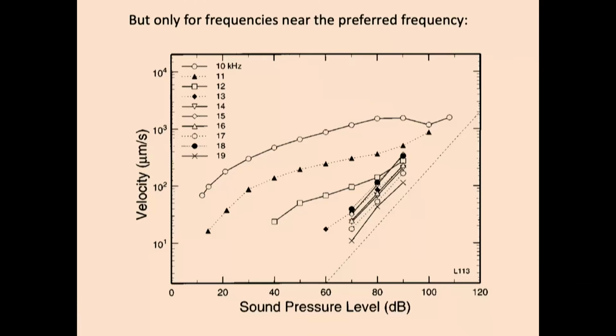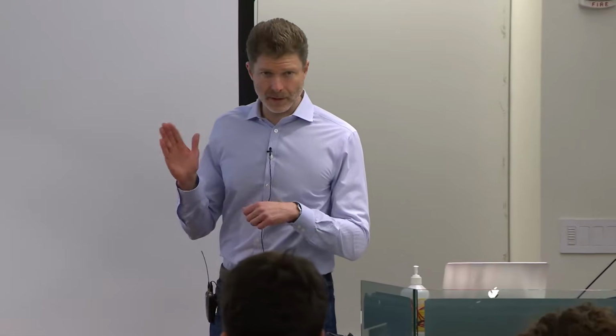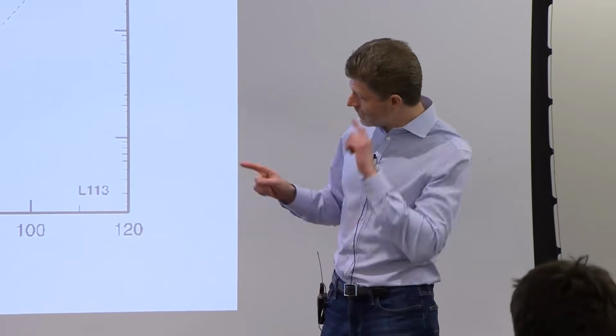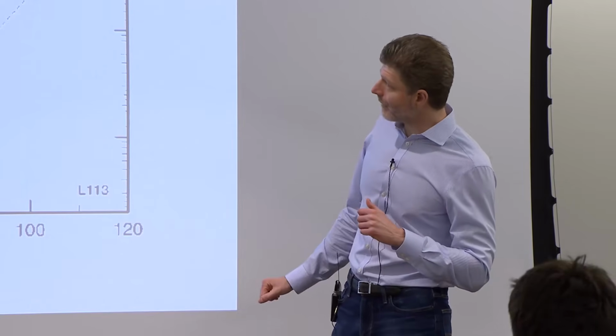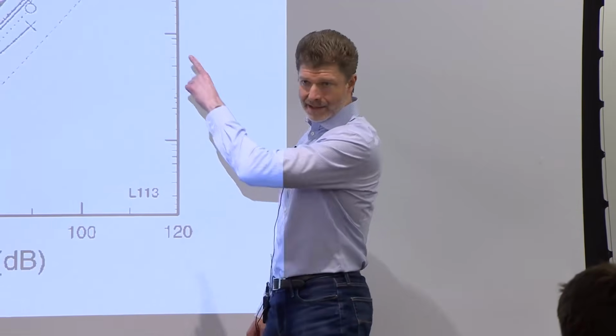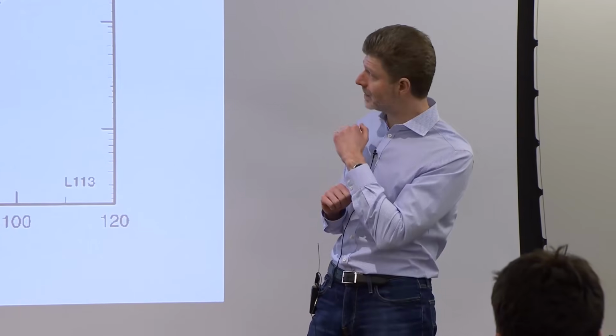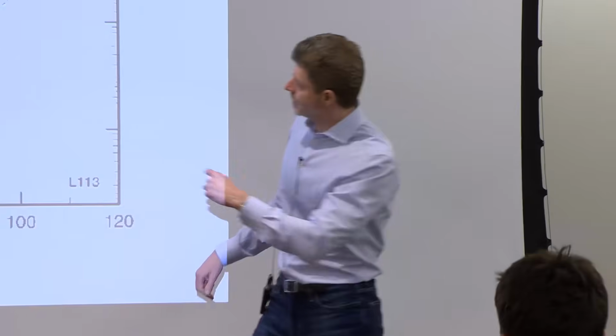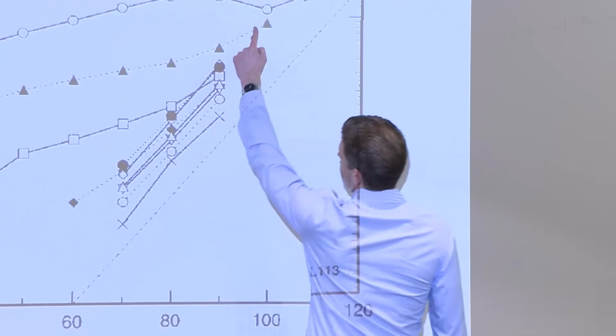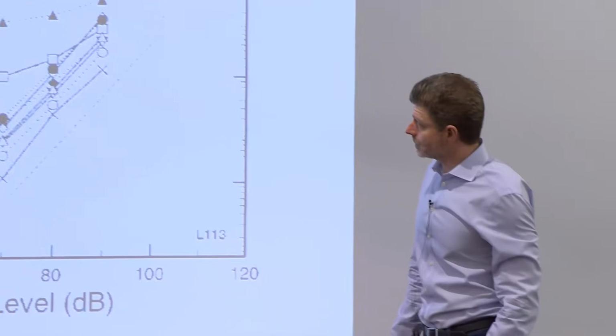All right, now the story is a little bit more complicated than that, and that is that the amplification really only occurs for frequencies that are near the preferred frequency of a place on the cochlea. Okay? So these are, again, measurements of the basilar membrane motion. So it's the same kind of graph we were just looking at. But now the different lines here, and this is all made at one place on the cochlea, correspond to different frequencies. So this is made at the place that corresponds to 10 kilohertz, which is shown in the open symbols.